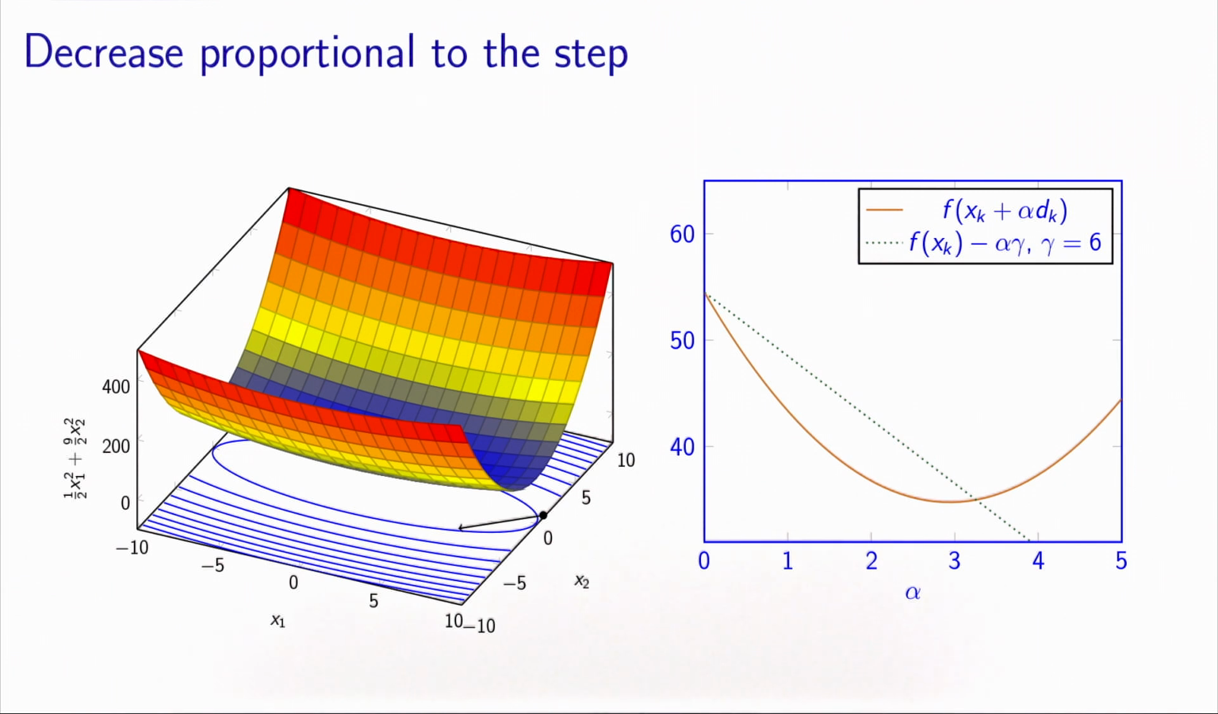Here I have a function, and you have the plot of the function with the level curves. I'm currently at this iterate here, and now I'm looking in this direction. It's a descent direction. What I have plotted on the right is the value of the function as a function of alpha along this direction. The main line here is the value of the function. And now I have plotted the line of equation f of xk minus alpha gamma, which defines the condition that I have introduced in the previous slide.